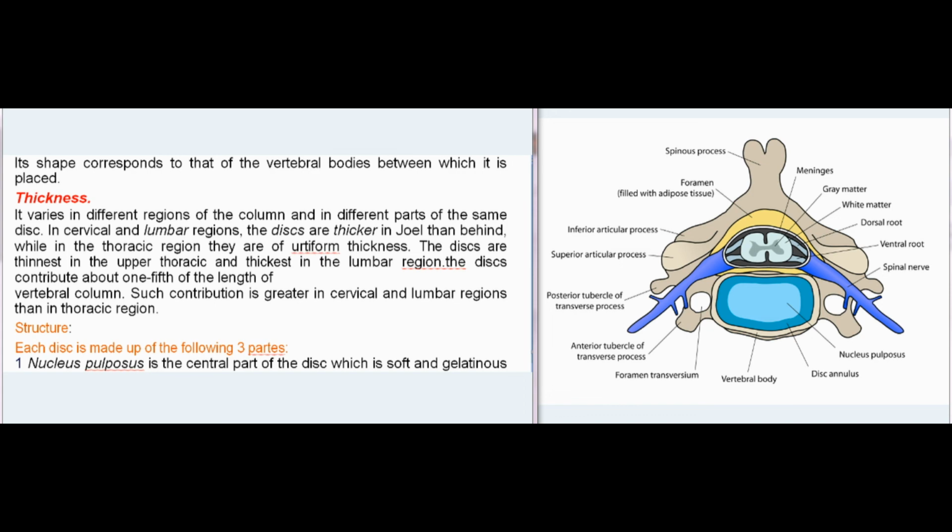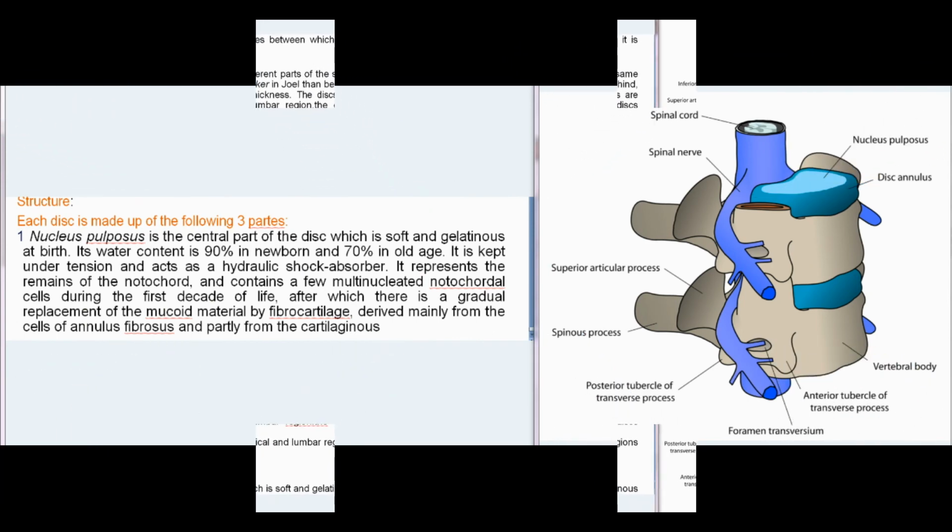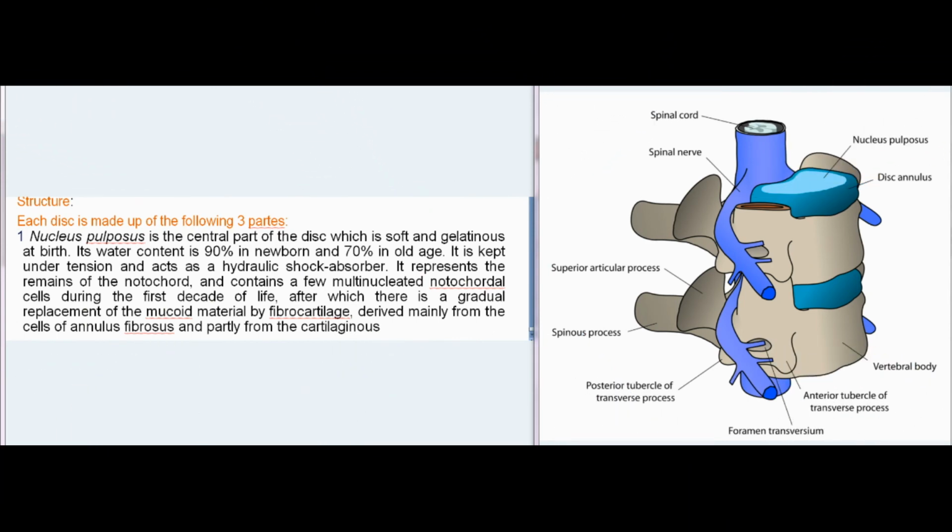Structure. Each disc is made up of the following 3 parts. 1. Nucleus pulposus is the central part of the disc which is soft and gelatinous at birth. Its water content is 90% in newborn and 70% in old age. It is kept under tension and acts as a hydraulic shock absorber.